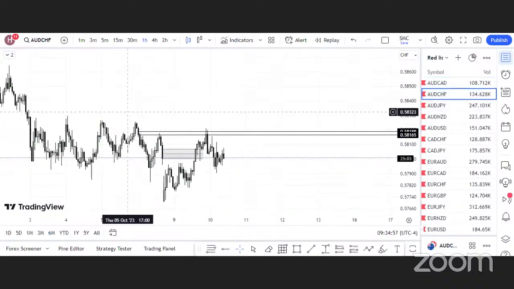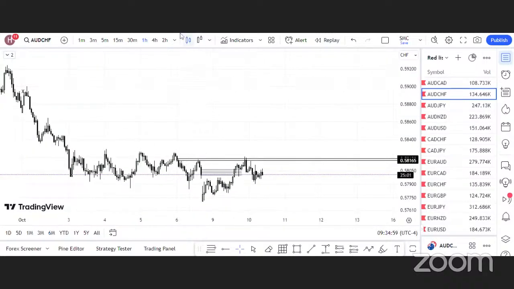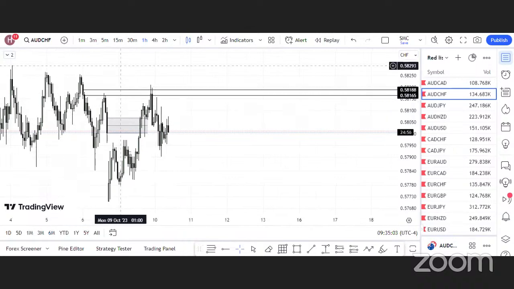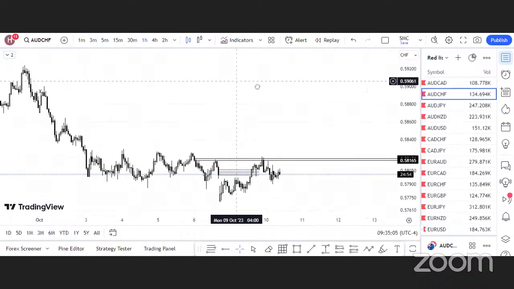AUDCHF. Let's see what is going on in the AUDCHF pair. So the AUDCHF has been on a downtrend. We don't need to go to the higher time frame.